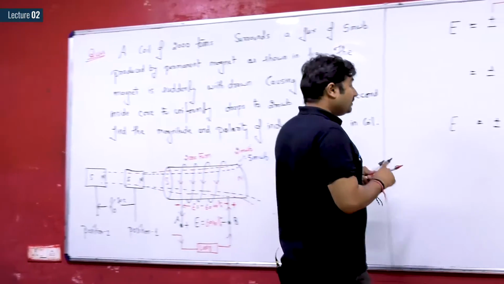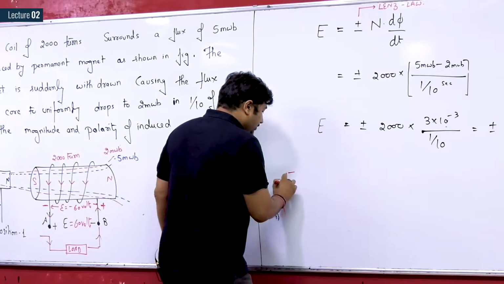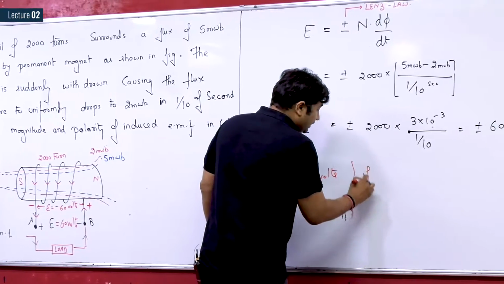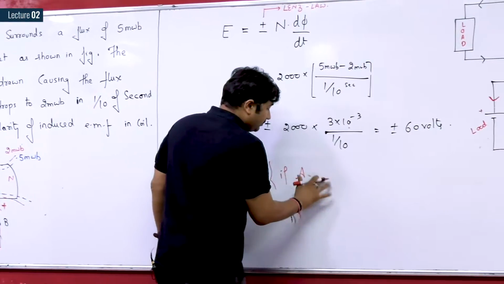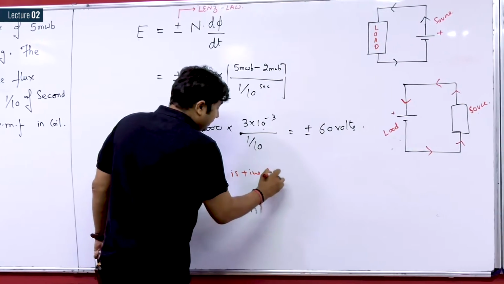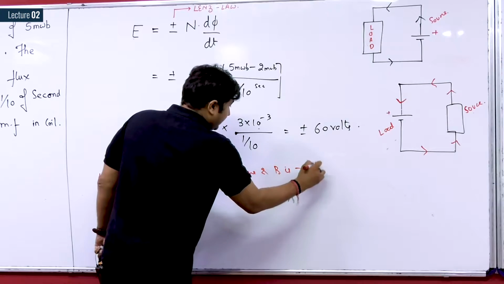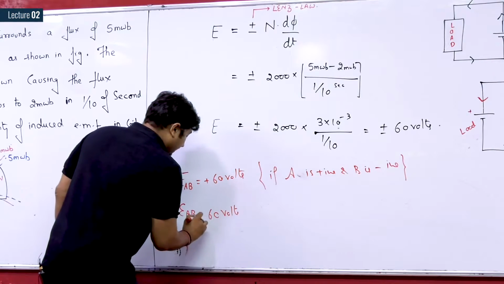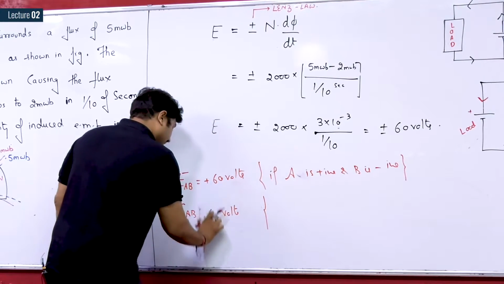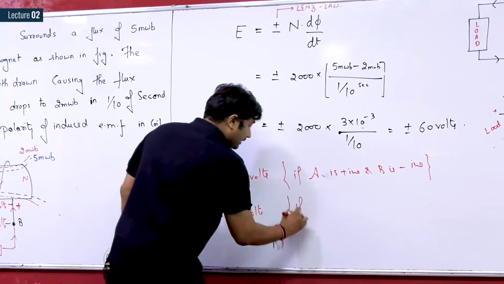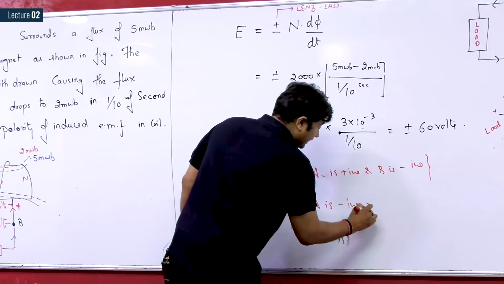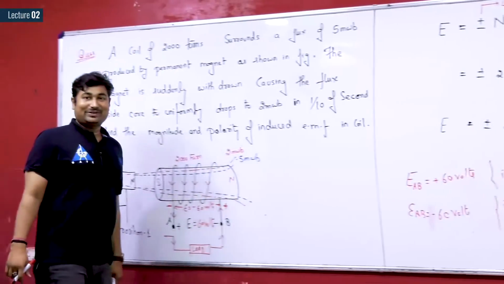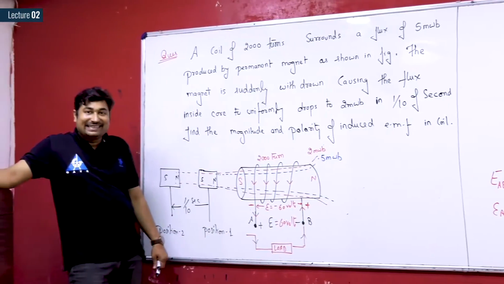So you can say, sir, if the induced EMF is seen from the load side, then induced EMF EAB can be represented as plus 60 volts if A is positive and B is negative. Or one can say EAB is equal to minus 60 volts if he considers A is negative and B is positive. Both the things are the same. So this is the basic concept behind plus and minus N d phi by dt.